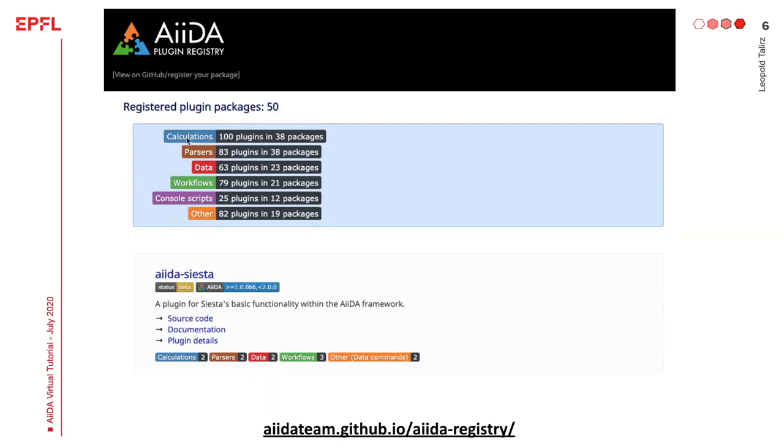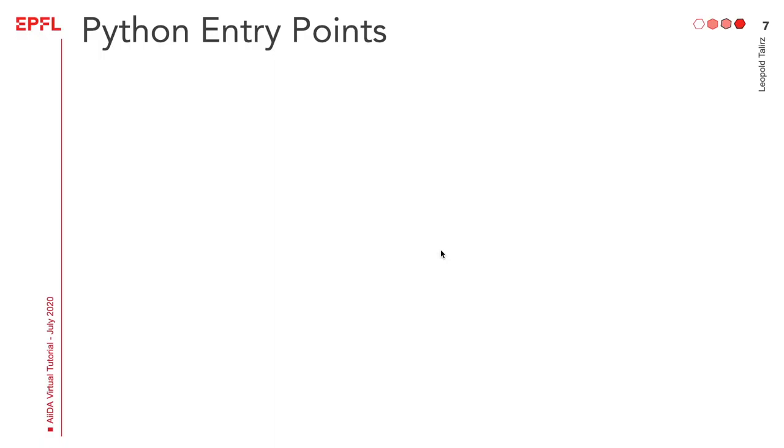It also contains statistics on the type of plugins that these packages provide. So, for example, the AiiDA Siesta plugin provides 2 calculations, 2 parsers, 2 data types, 3 workflows, and a couple of other plugins. And so the question arises, how does the AiiDA plugin registry know what kind of plugins a particular package provides? And the method for discovering the plugins that packages provide is called entry points.